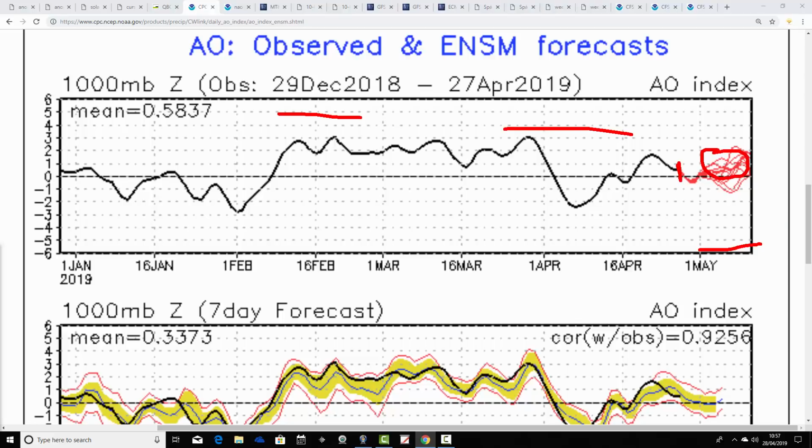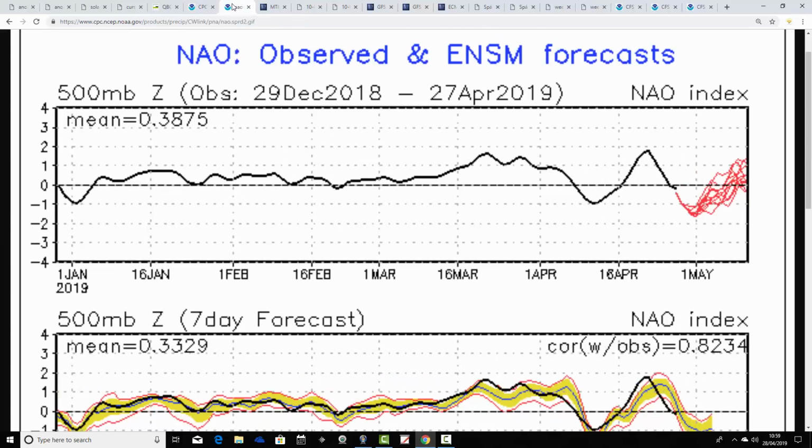So it looks like we're going to have positive AO conditions into the early part of May, which should strengthen the Azores high a little bit. NAO observed and forecast chart is the same idea. So again, the black line tells us where we've been with the North Atlantic Oscillation. Red line's at the end where the GFS ensembles are forecasting the North Atlantic Oscillation to go.